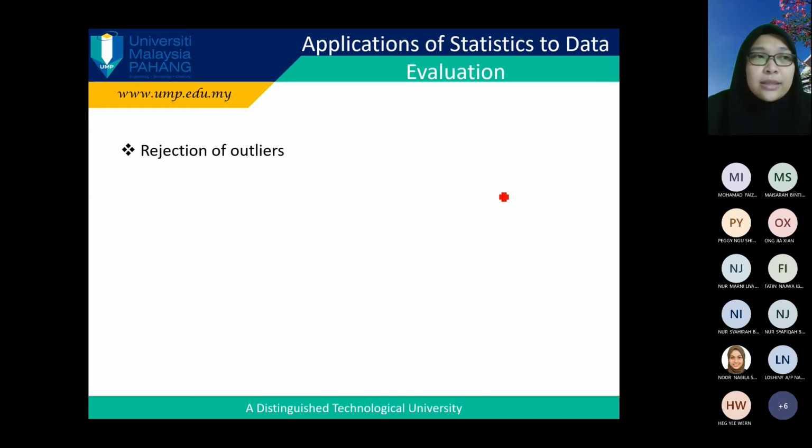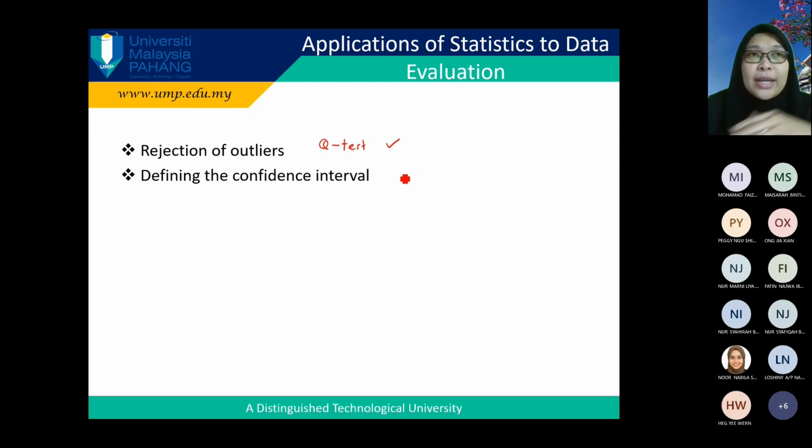Okay, there is a statistics equation on rejection of outliers, or we call it the Q-test. If you still remember, you have learned the T-test during the statistics class last time. I'm not sure whether you already learned the Q-test, but for rejection of outliers, we have the Q-test equation. To define the confidence interval, what is the lower limit, upper limit? What is the acceptable interval?